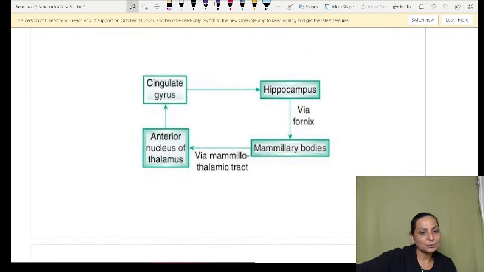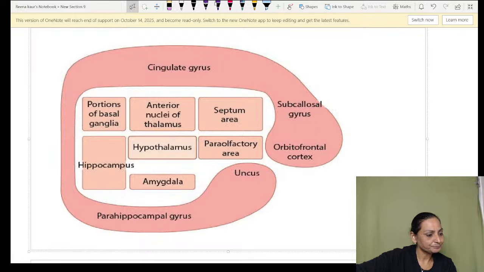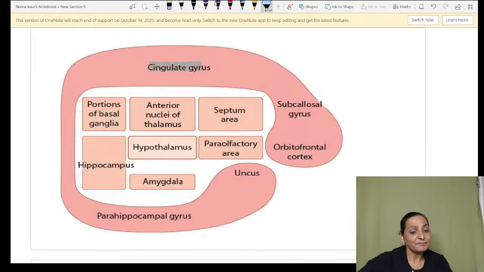Now see, this is the limbic system. A rim which is present towards the base of the brain. It includes the cingulate gyrus, and very important is the para-olfactory area and orbitofrontal cortex. These are associated with olfactory pathways. Amygdala, which is the window of the limbic system. Hippocampus, which is responsible for converting short-term memory into long-term memory, that is consolidation.